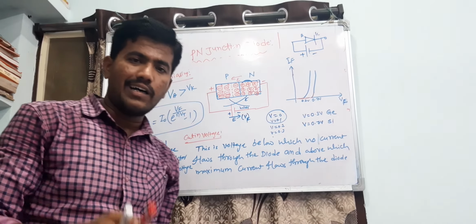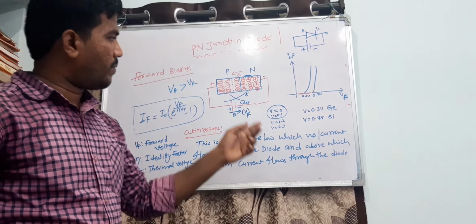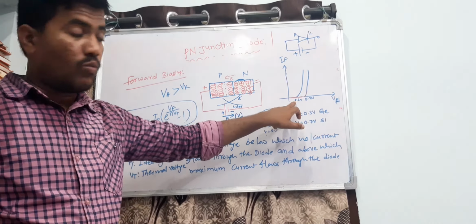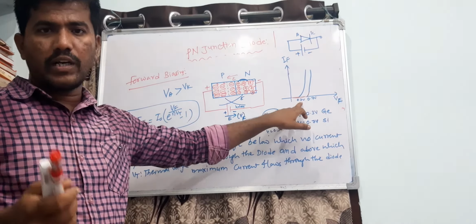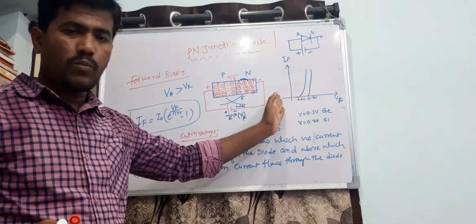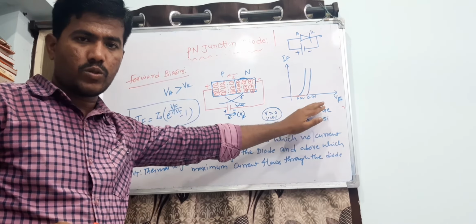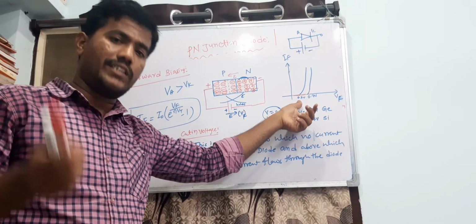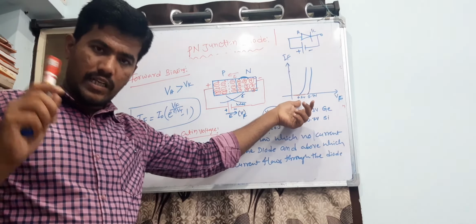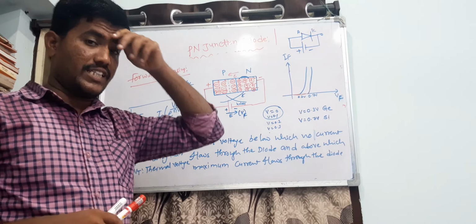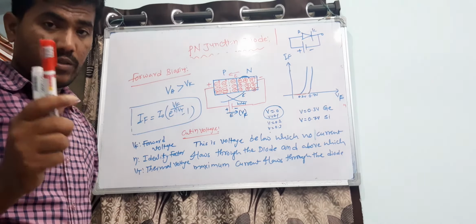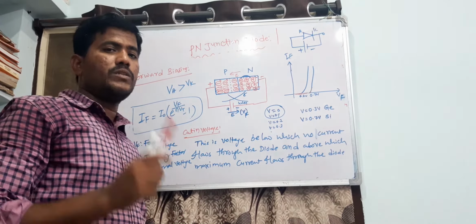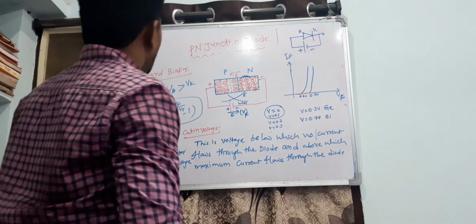Can you draw the VI characteristics of the forward bias? You have to draw like this. What does this mean? This is the cut-in voltage. What is meant by cut-in voltage? Below it no current flows through the diode, and above it maximum current flows through the diode. That's why we name this the cut-in voltage. It is also called threshold voltage, or sometimes pinch-off voltage. Different names are there, but the most popular name is cut-in voltage.